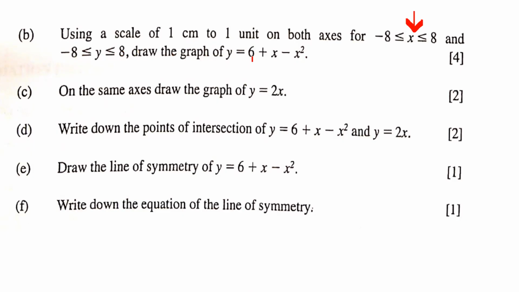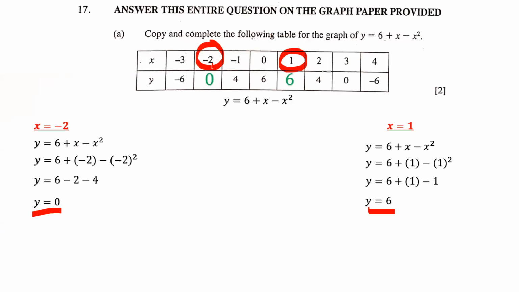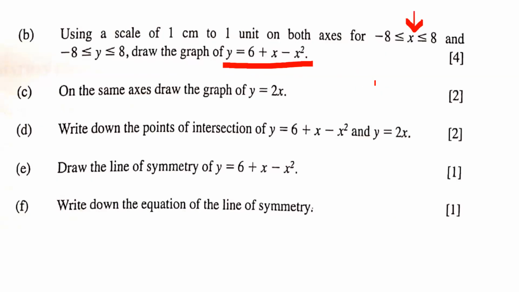Draw the graph of y is equal to 6 plus x minus x squared. That's exactly what we have in the table. So we just have to use the values that we got from our table to plot the points and draw the graph. Let's remember what we got for our values: -3, -6; -2, 0; -1, 4; 0, 6; 1, 6; 2, 4; 3, 0; and 4, -6. So let's plot those points.